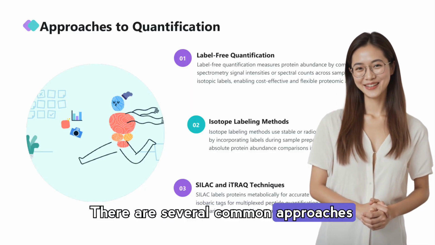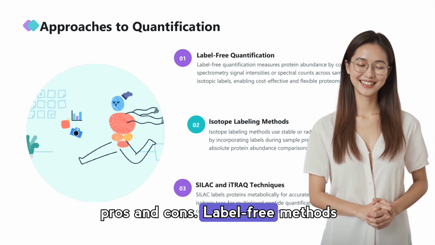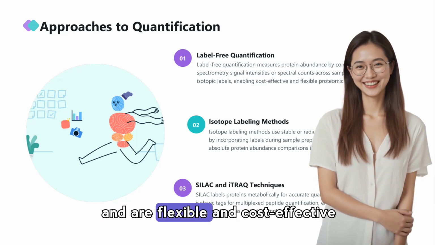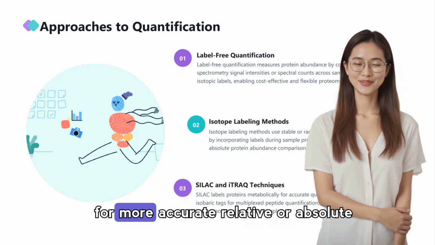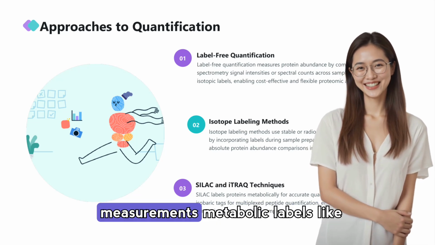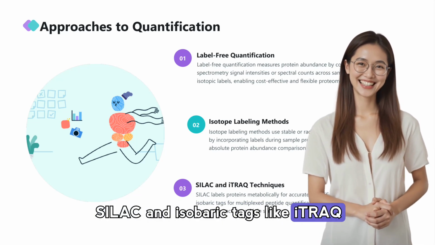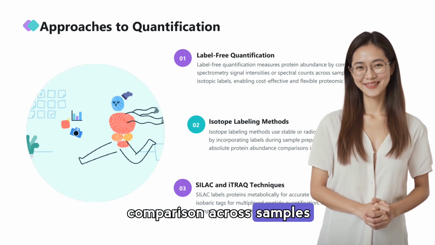There are several common approaches to protein quantification, each with pros and cons. Label-free methods compare signal intensities across runs and are flexible and cost-effective. Isotope labeling introduces stable tags for more accurate relative or absolute measurements. Metabolic labels like SILAC and isobaric tags like iTRAQ enable multiplexing and robust comparison across samples.